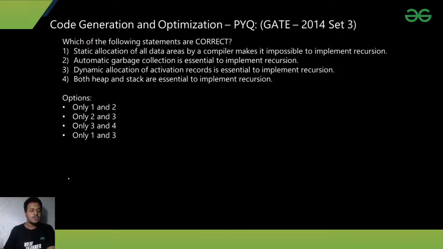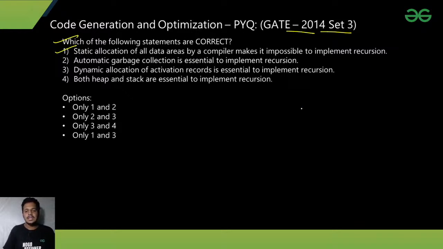It is basically a question related to recursion. It is a GATE 2014 set 3 question. Which of the following statements are correct? Static allocation of all data areas by a compiler makes it impossible to implement recursion. Okay, so static allocation is making recursion impossible. So for recursion static allocation won't be there. So this is true that for recursion we should use dynamic allocation.